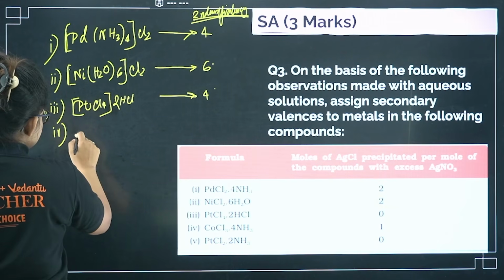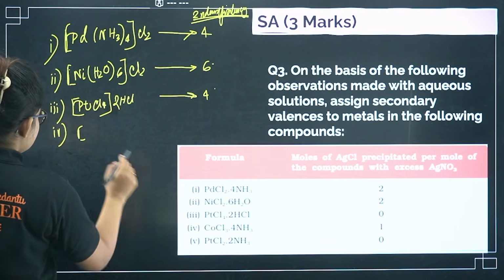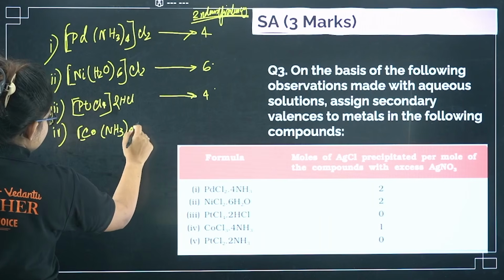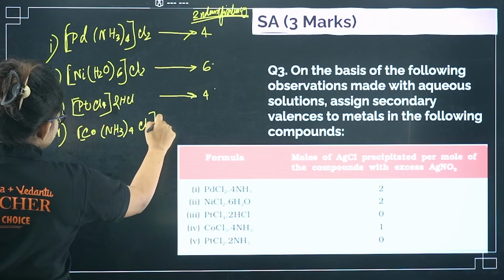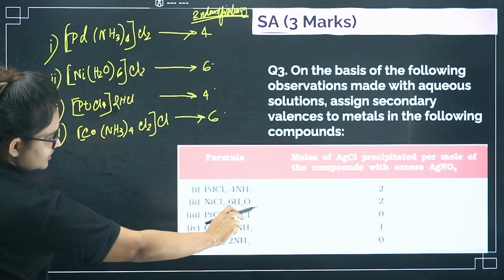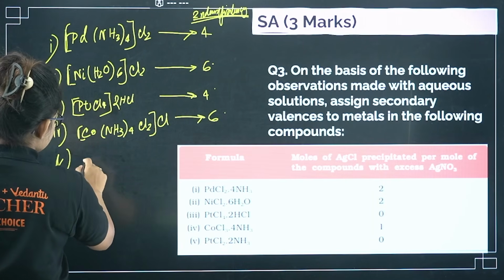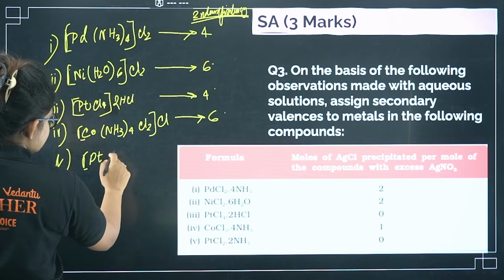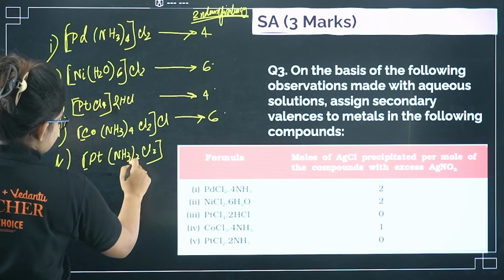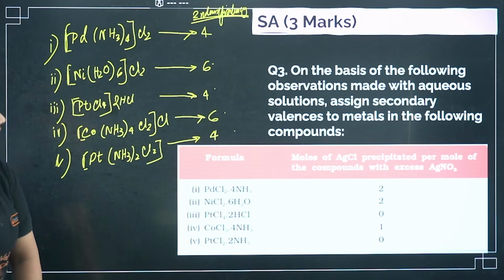Next, CoCl3, I am getting 1 AgCl. So Co(NH3)4Cl2 inside, 1 Cl outside. So for this case also I am getting 6. Next, I am getting no AgCl precipitation for 5. So Pt(NH3)2Cl2, right? No precipitation, and hence you are getting 4 here as well. Okay, I guess this is clear to you.